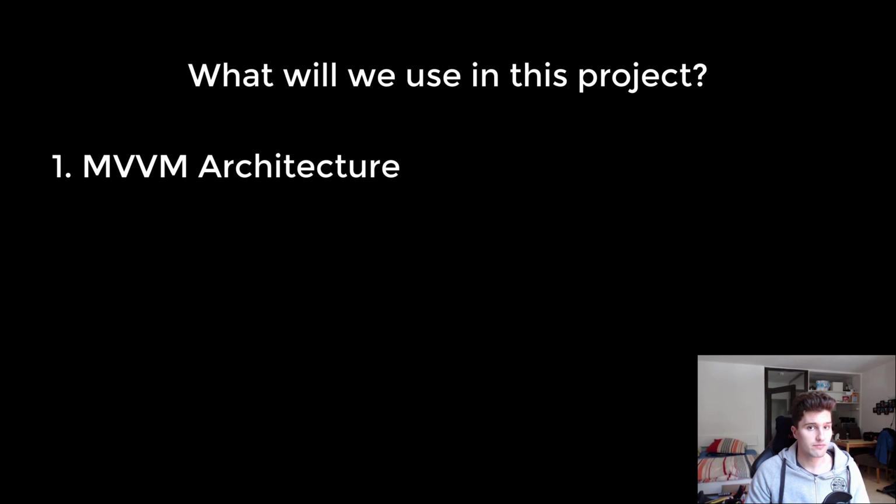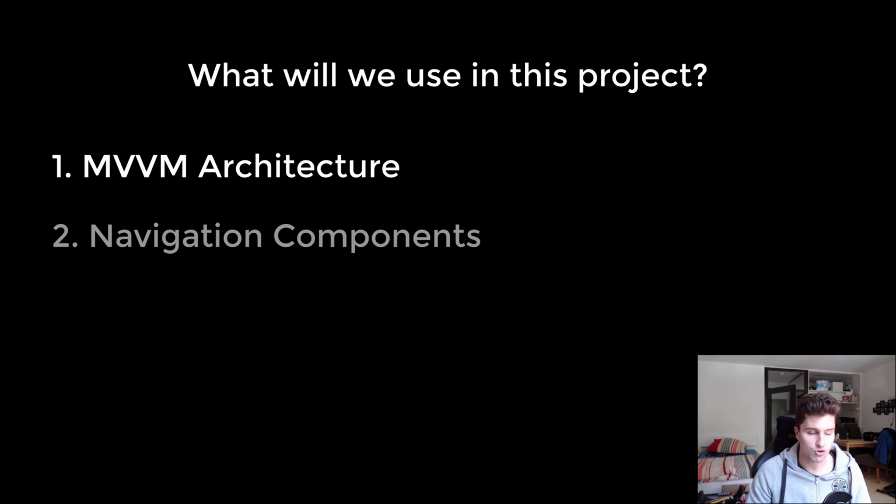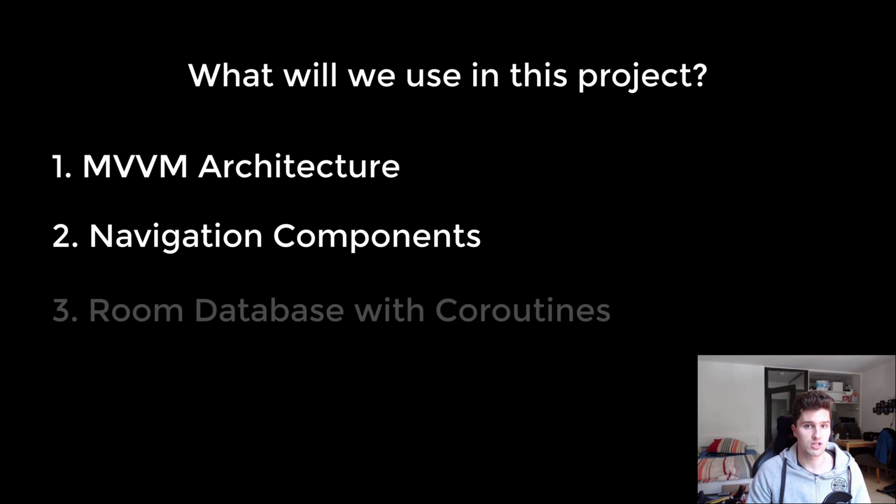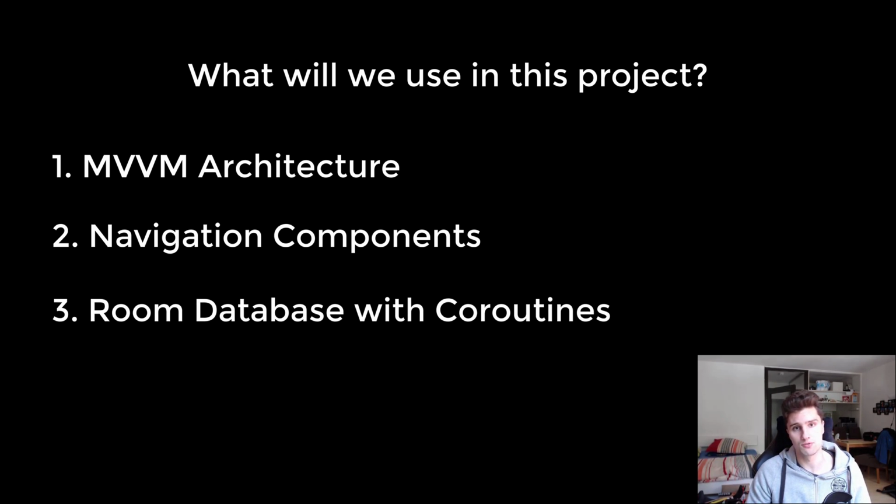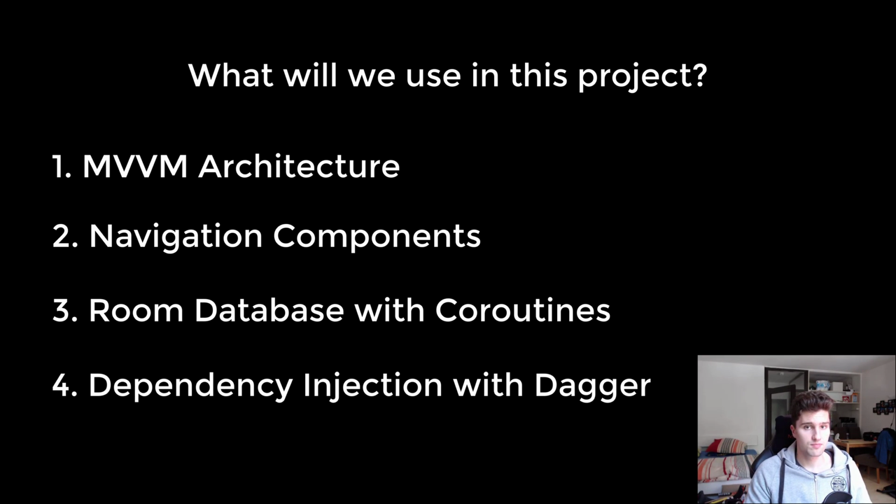We will use the MVVM architecture in this series, which is just my personal favorite architecture and the favorite architecture of many of you too. Then we will use navigation components for navigation, obviously. We will have a Room database in combination with coroutines to save our runs, to delete them, to update them, and so on. And this project will use Dagger for dependency injection.